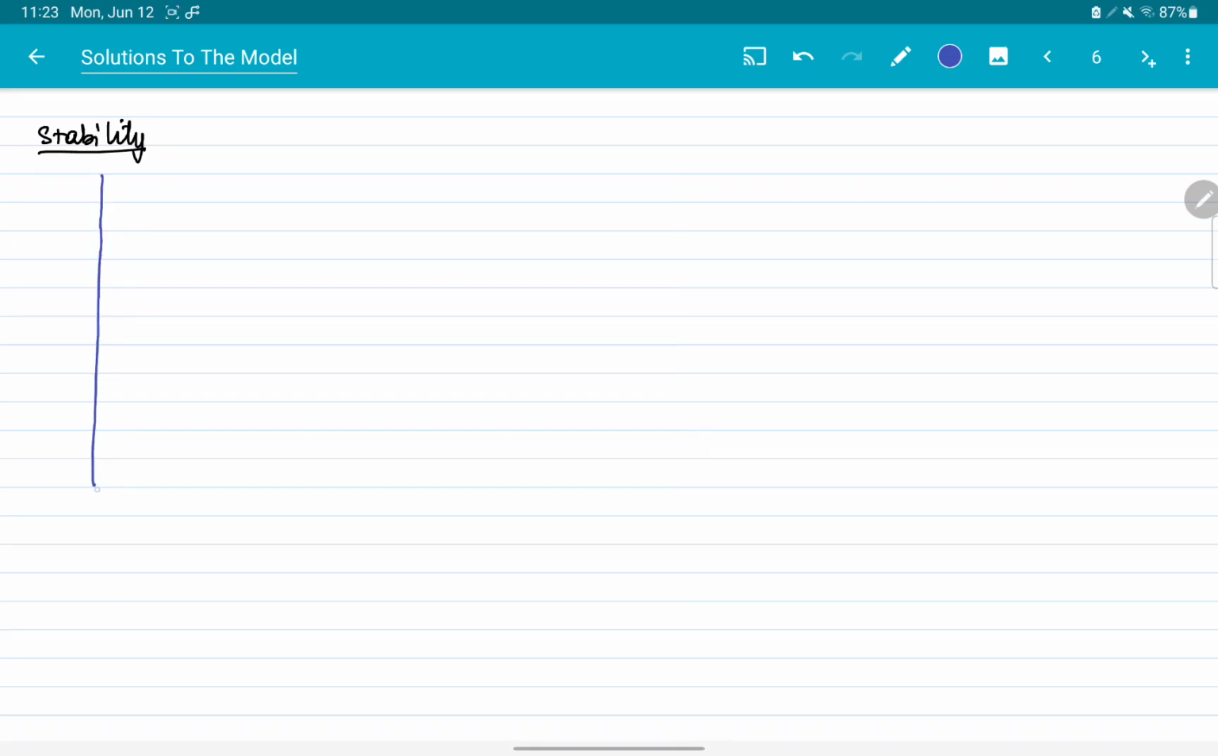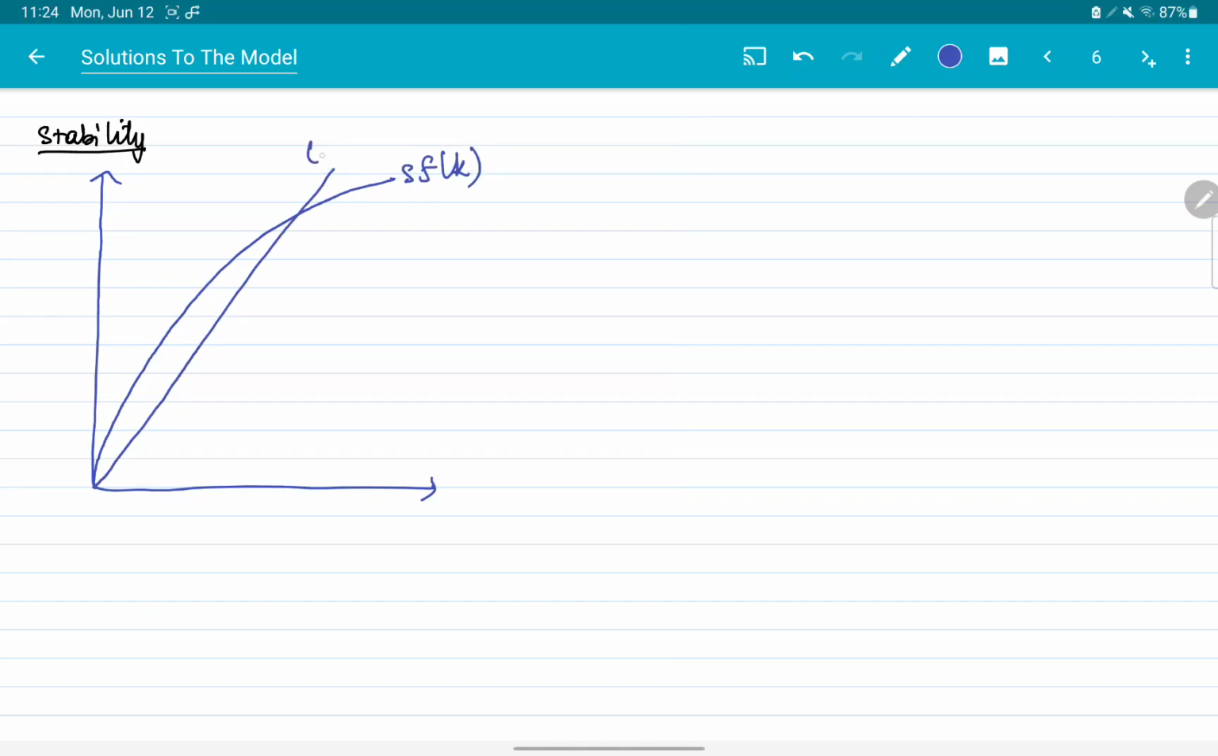Okay, first let's deal with the very standard case to understand what stability even means. So this is sf(k), this is (n plus delta)k. What does stability mean? Sure, a steady state k_ss exists. Suppose you're off this, then, right? Suppose you're here, at k1. Do you go back to k_ss?